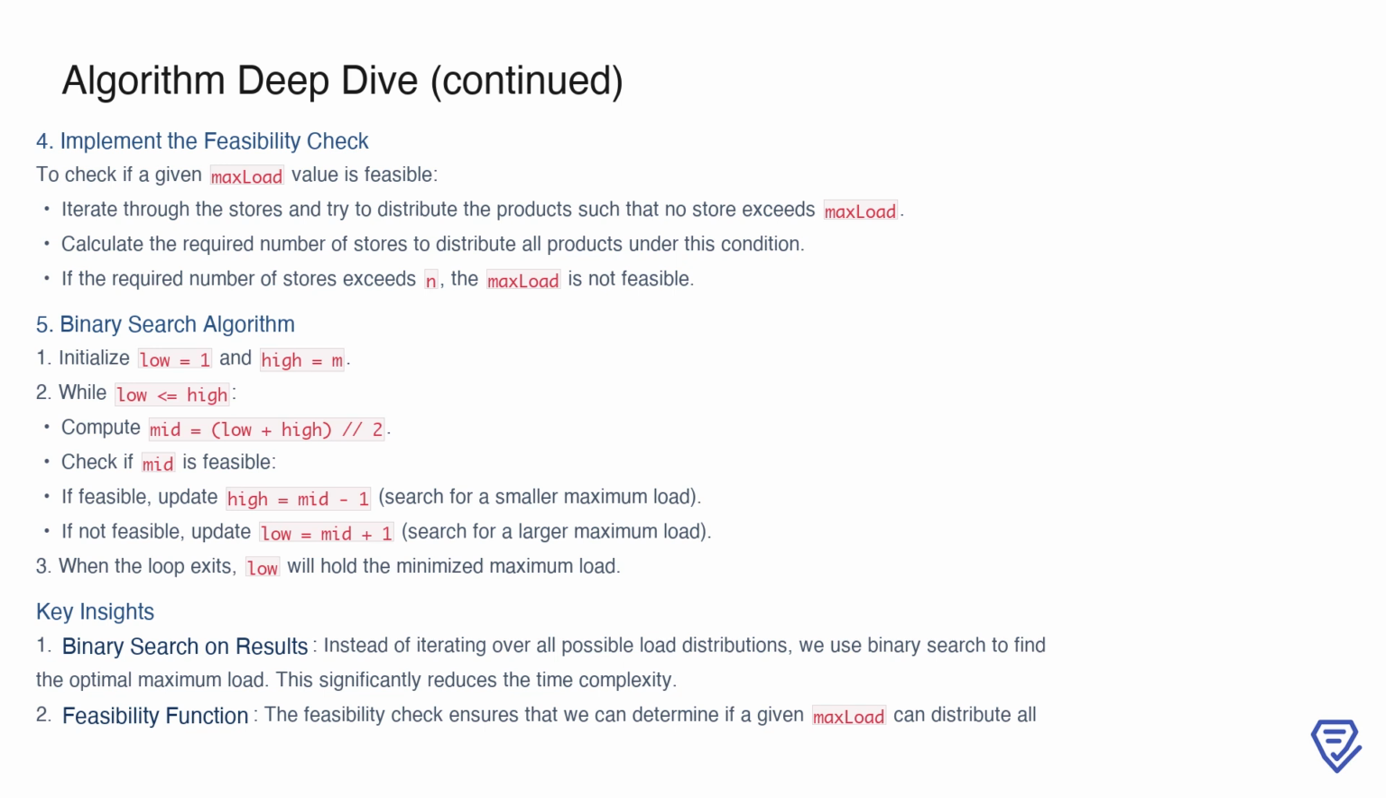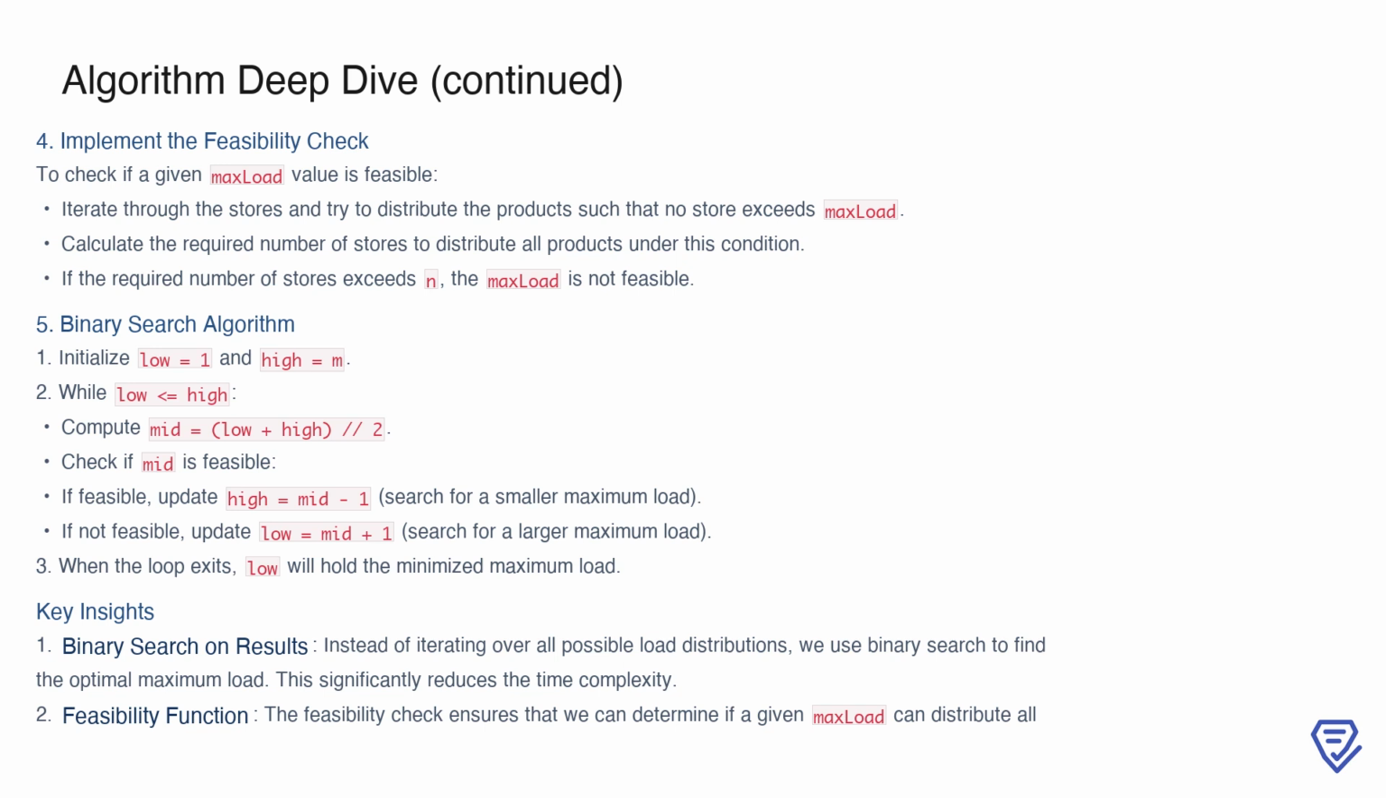The binary search algorithm begins by initializing the lower bound low to 1 and the upper bound high to m. While low is less than or equal to high, we compute the middle value mid and test its feasibility. If it is feasible, we lower the upper bound to mid - 1, searching for a smaller maximum load. Otherwise, we raise the lower bound to mid + 1, searching for a larger load. When the search concludes, the value of low will represent the minimized maximum load.